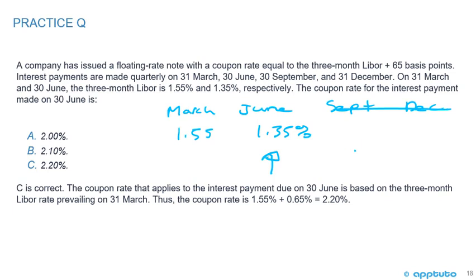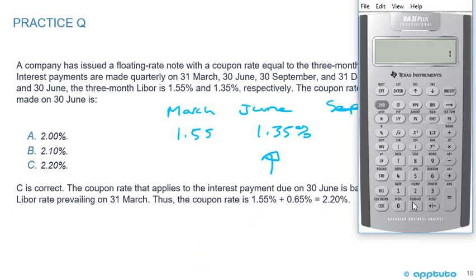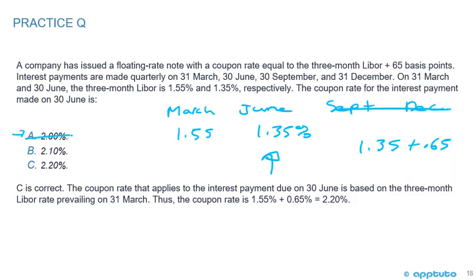Now the little trick here, are we going to do 1.35% plus 0.65? If we do that, let's bring up the calculator. 1.35 plus 0.65, we would have 2%. Oh, the correct answer is A. No, that is not right, because these are the factoids that you need to know and learn. The coupon rate that applies to the payment on 30th of June is based on the 3-month LIBOR prevailing on the 31st of March, okay? So that is the trick that once you've seen it once, you won't be fooled again.